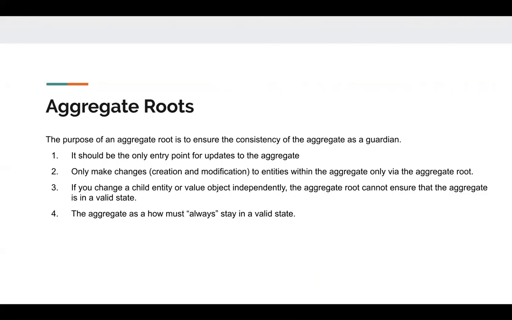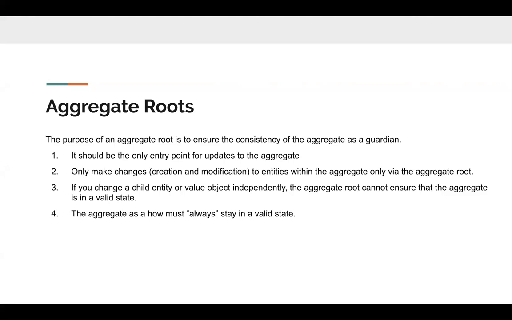So when you retrieve information from the database, it is returning a DTO, but you pass the information that DTO has into the aggregate root, which then will create the domain entities and the value objects, okay? Only make changes, creation and modification, to entities within the aggregate through the aggregate root. I kind of repeated myself there.